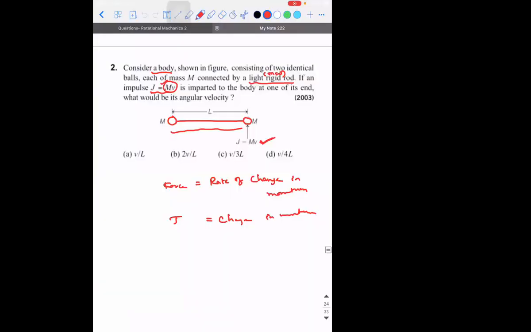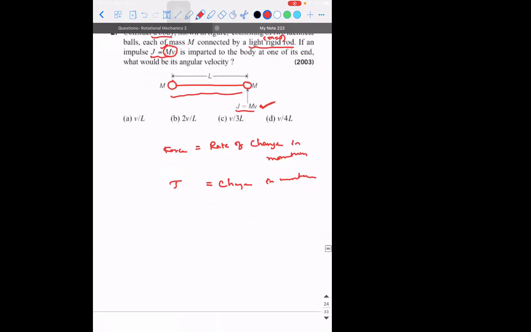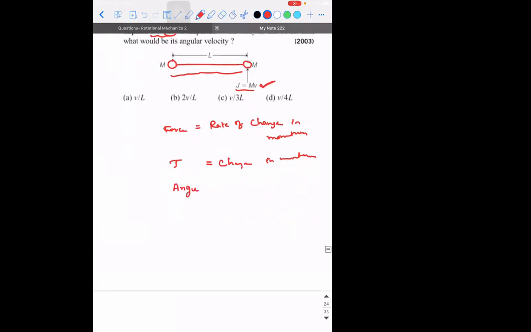Okay, now let's think. How do I frame the equation, guys? The only information I have in my hand is about this impulse, and that too is given in terms of linear momentum. So from impulse, if I want angular momentum, how do I write it? For that, we need to revisit the definition of angular momentum. Don't tell me the mathematical formula, tell me the definition. Moment of linear momentum, right?